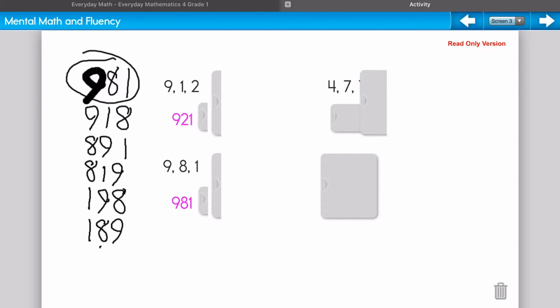Let's look at our next 3 digits. We actually have a 4, a 7, and a 7. Okay, so the first biggest digit we know is a 7. The next one would be another 7 and a 4. Now, I can still start with the 7, and I can switch the 7 and the 4 to make 747.